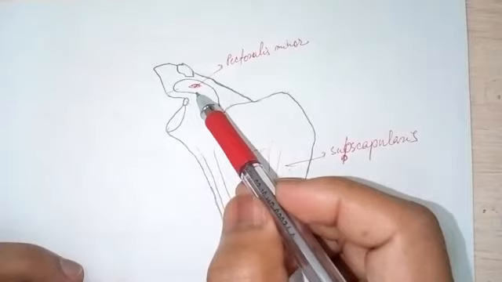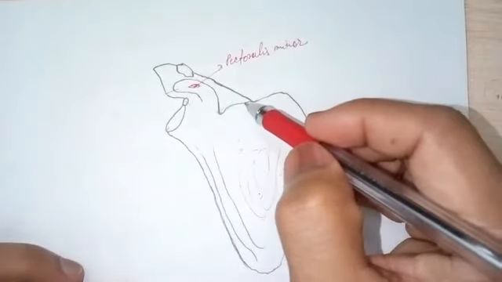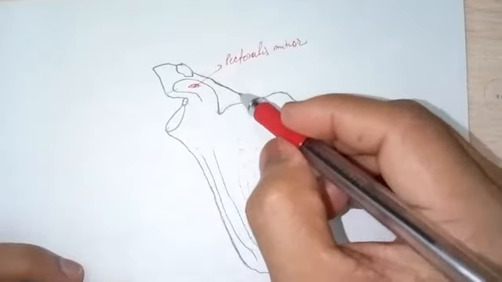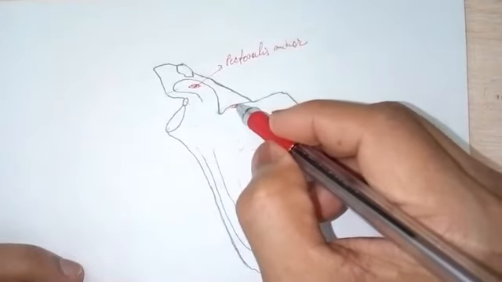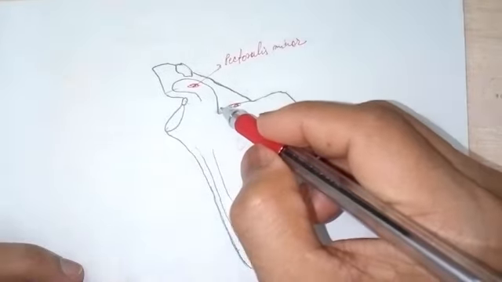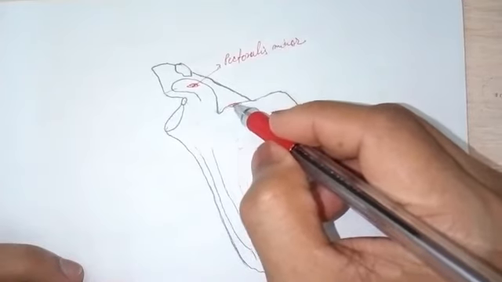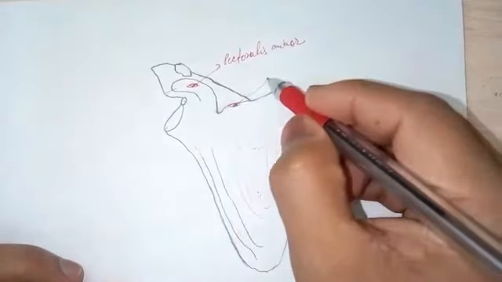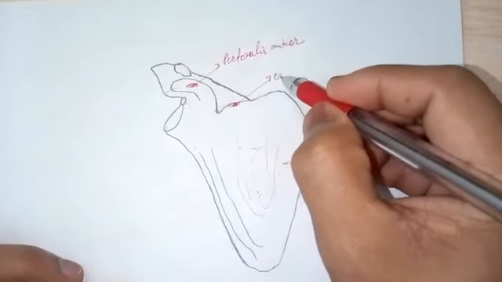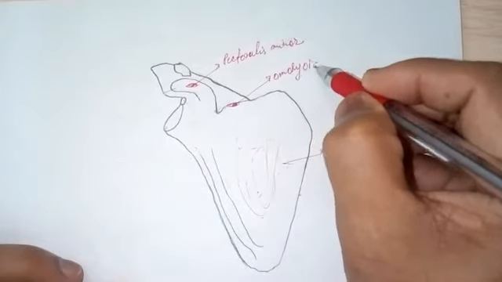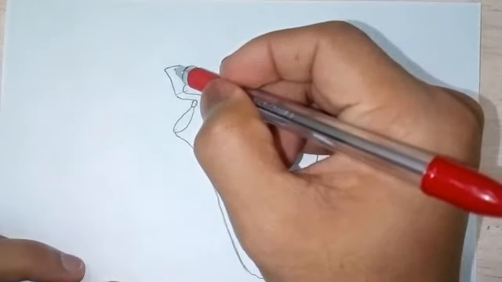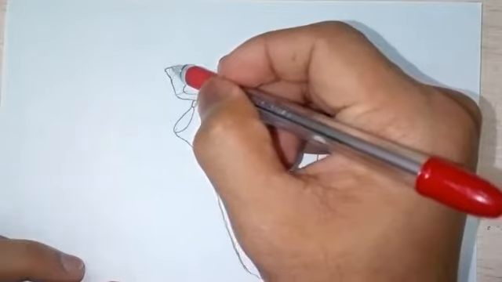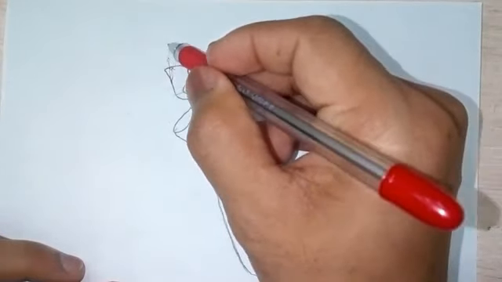And we have a small muscle, that is the omohyoid muscle here. In this region, we have the insertion of the omohyoid just near the suprascapular notch. This is the suprascapular notch, and just above the suprascapular notch, we have the small muscle omohyoid. And on the top of the acromion process, the deltoid muscle is there.